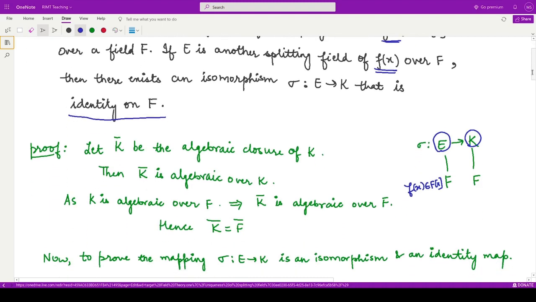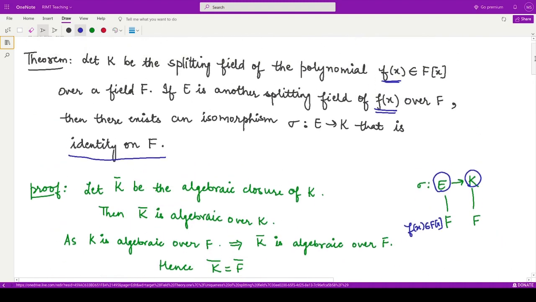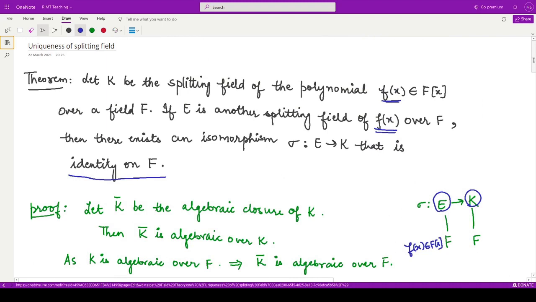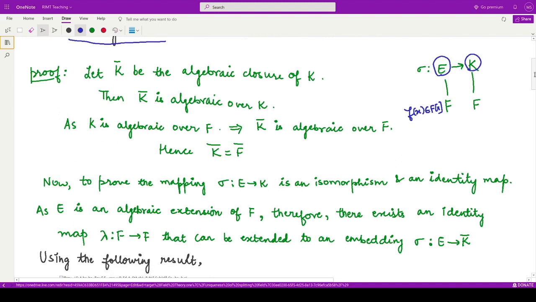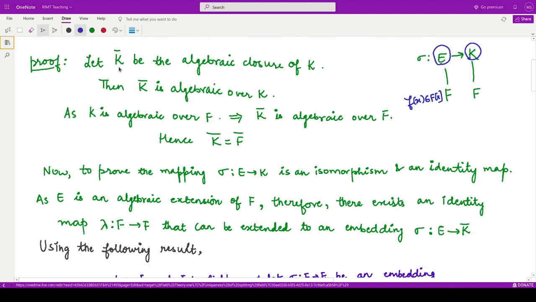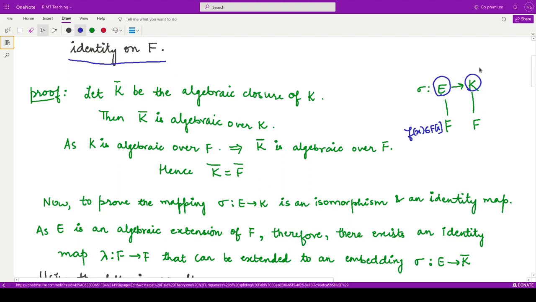So here let us see this. We assume K bar to be the algebraic closure of K. K is given to be the splitting field of f. For every field we know there is an algebraic closure, so this is the algebraic closure for K. We say K bar is an algebraic closure of K.